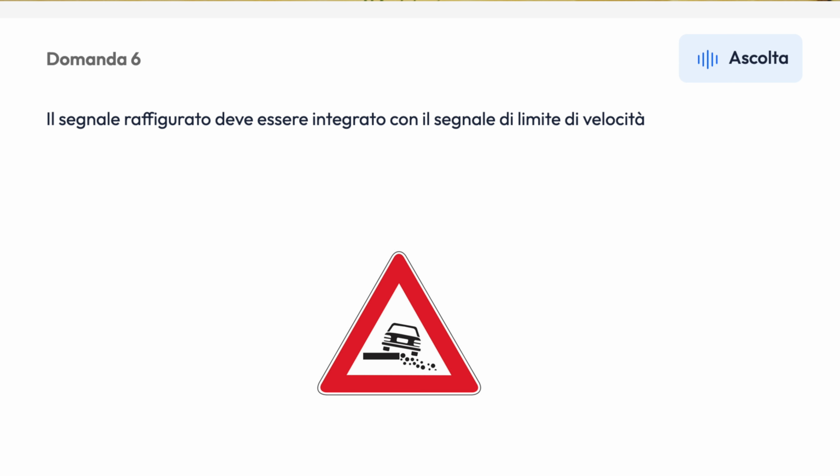Il segnale raffigurato deve essere integrato con il segnale di limite di velocità. The question says this sign must be attached to a speed limit, which is falso. Remember, there's difference between può and deve. Deve means must, while può means can. So if you come across a question like this that carries deve essere, it means falso, because they are only letting us know this sign must be attached to a speed limit.